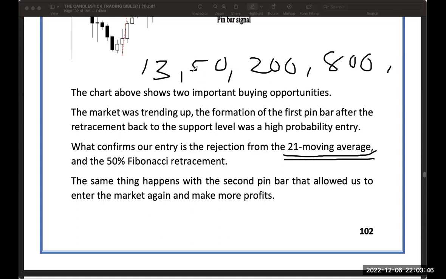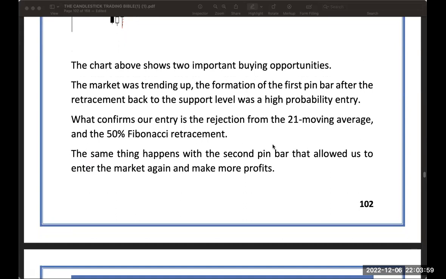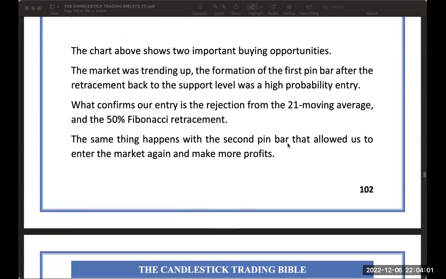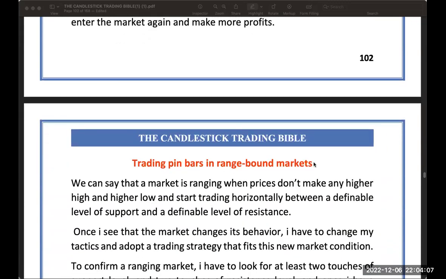Okay, so don't get too confused, because when I go to my charts, you see these moving averages. When we're in the book, you see these moving averages. So don't get too confused. They just work basically the same. Okay, the same thing happens with the second pin bar that allowed us to enter the market again and make more profits. Trading pin bars in range-bound markets.